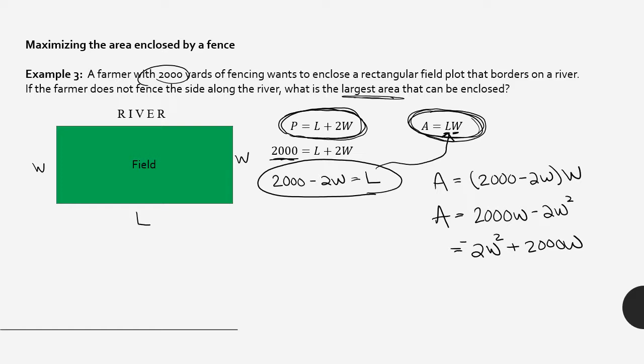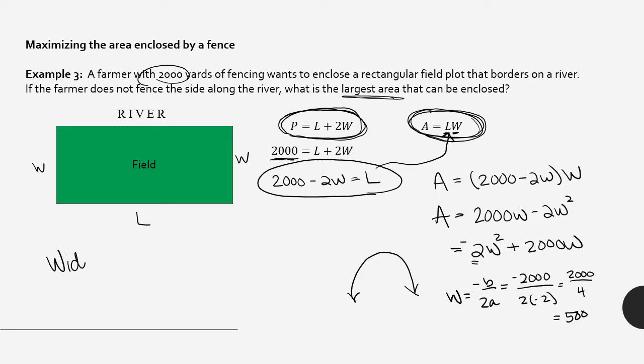Okay, so this is good because I can tell that this is going to be a parabola that opens down because I have that negative 2. The vertex is still negative b over 2a. So I'll have negative 2,000 over 2 times negative 2, which would give us 2,000 divided by 4, or 500. So the width should be 500, and this is being measured in yards.